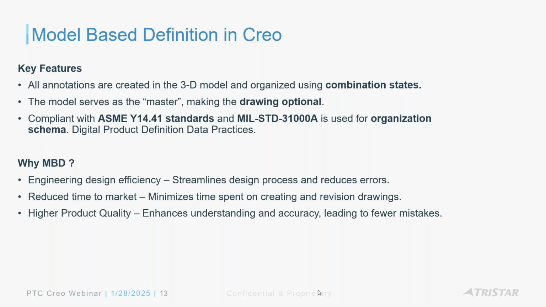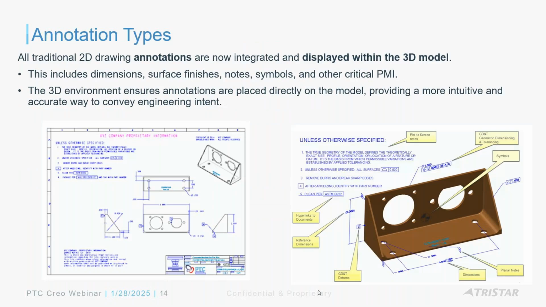And so on the Creo side, the idea is, okay, you're telling us that the 2D drawing becomes optional, but how do we show all that information now? It's going to be displayed in the 3D model, and it could be your standard notes, it could be your tolerances, your dimensions, your surface finish, your symbols that you see on the screen here.